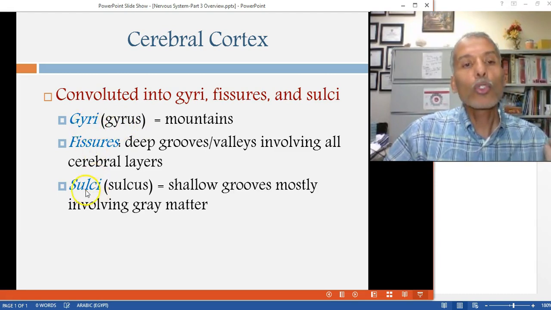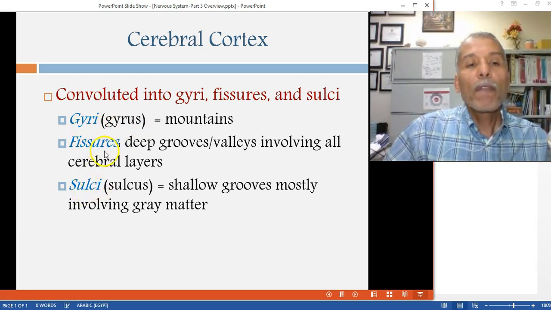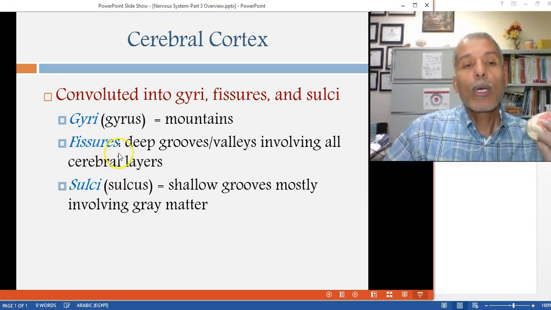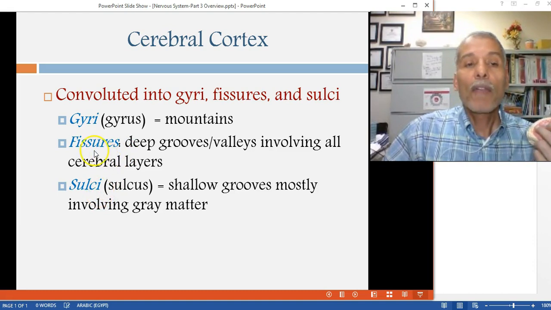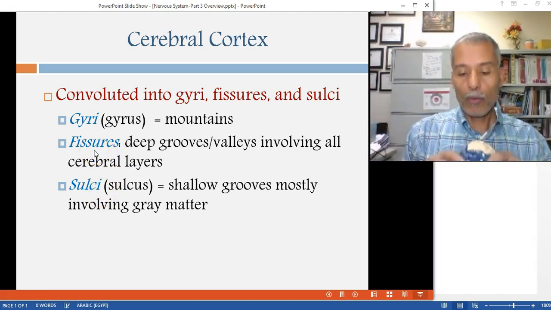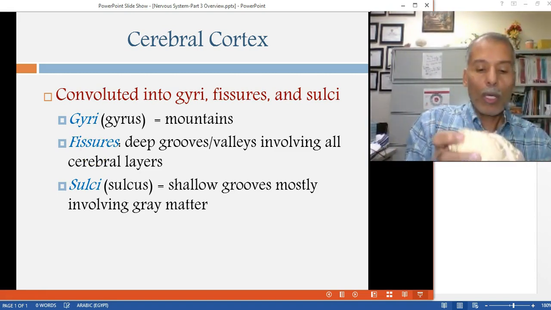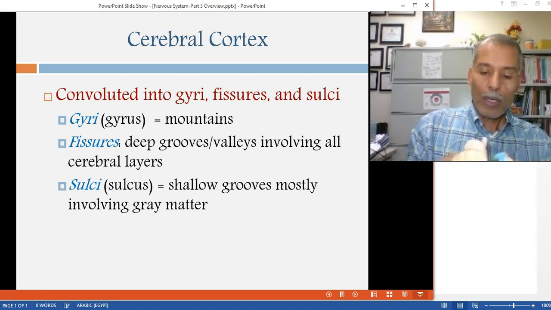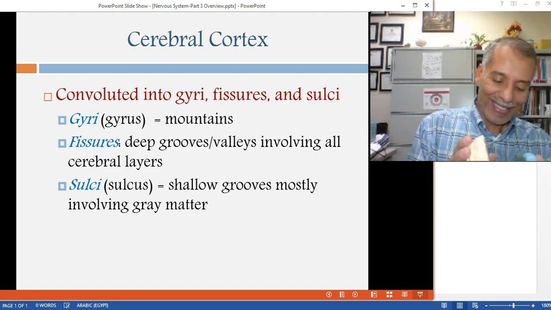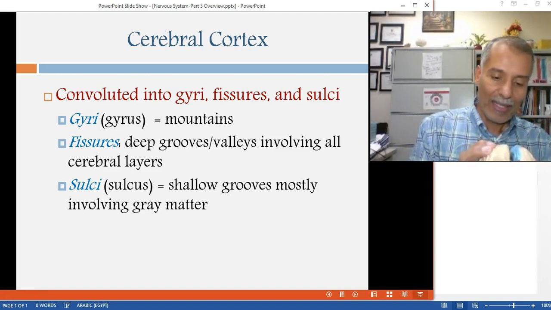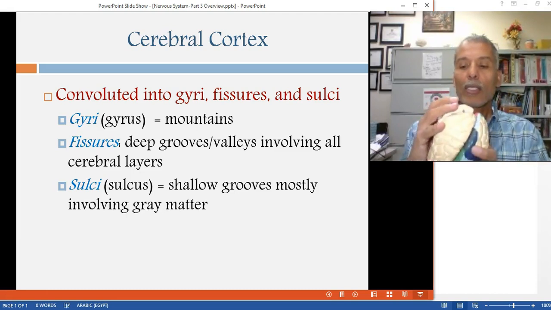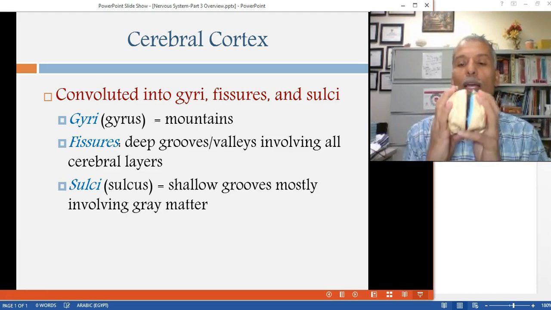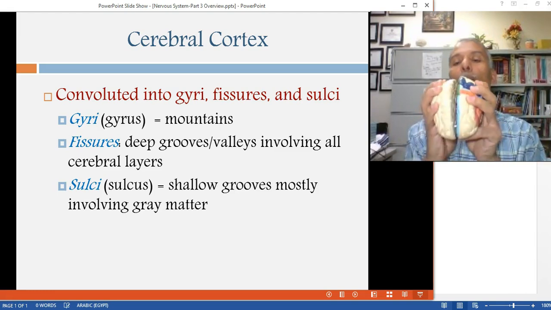One sulcus, two sulci. And then fissures are also sometimes called sulcus. However, a fissure tends to be a deep one, like for example the longitudinal fissure here. So the longitudinal fissure is the big groove that basically separates the right hemisphere from the left hemisphere.